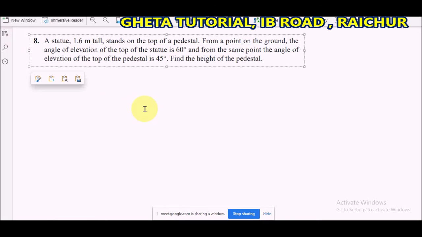Is a statue 1.6 meter tall. Okay, a statue 1.6 meter tall stands on the top of a pedestal. So pedestal is nothing but a base. It is made up of what?